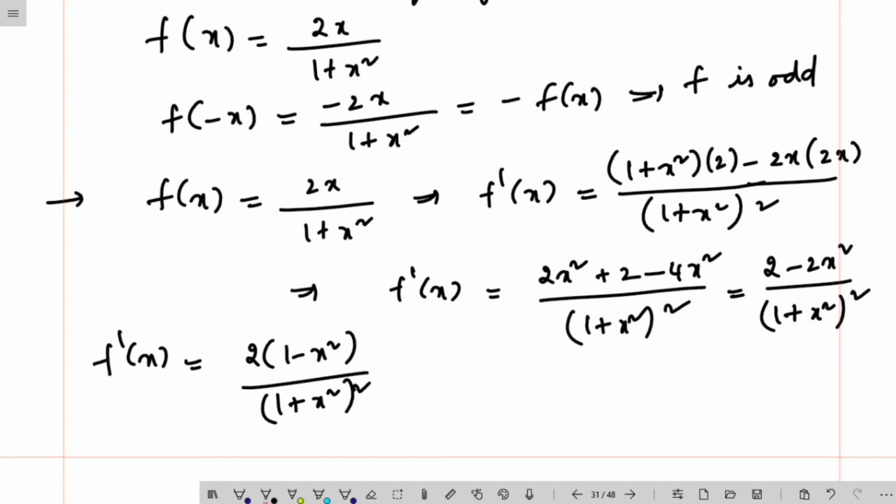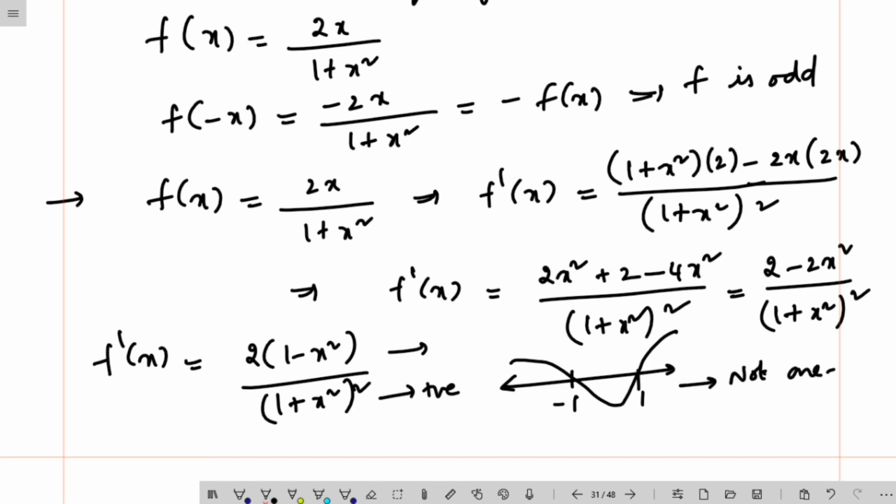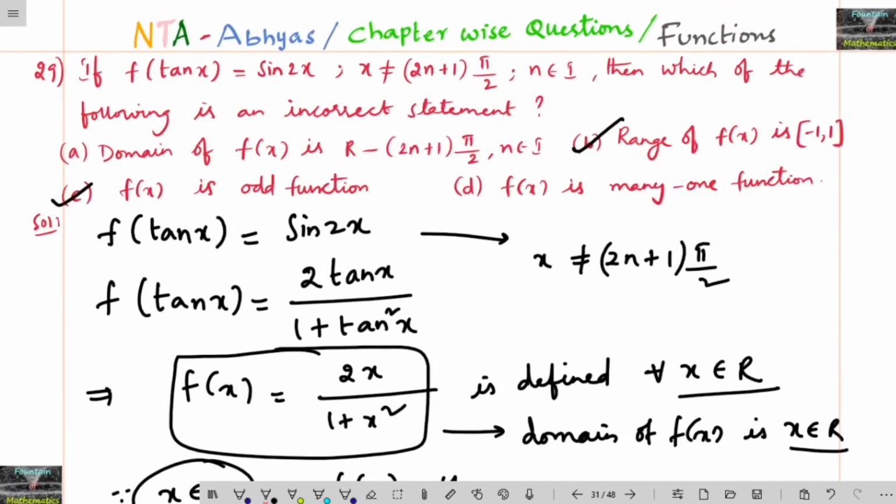Clearly the denominator is positive, and the numerator part will be increasing or decreasing. For 1 minus x square, we can take plus 1 or minus 1, so it can be either positive or negative, so it is not constantly increasing or constantly decreasing. Hence this is not one to one, which means it is a many to one function. So the fourth option is also correct.